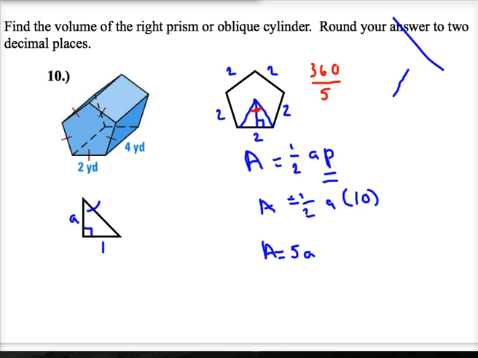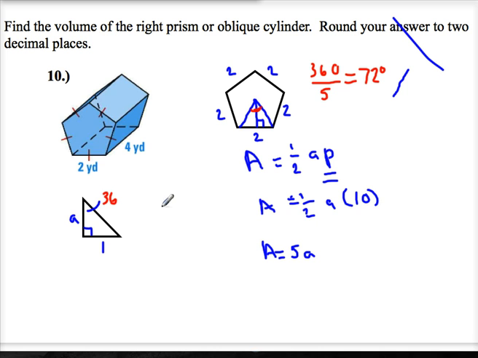72 degrees represents this entire red angle. But remember, we're focusing on this triangle, which is half of that. The apothem actually bisects this angle. So I'm going to take 72 and divide it by 2, which is 36. And I'm going to label that right here, 36 degrees.